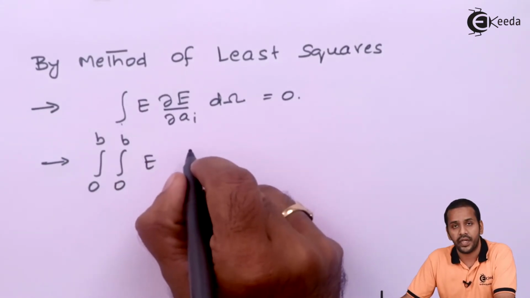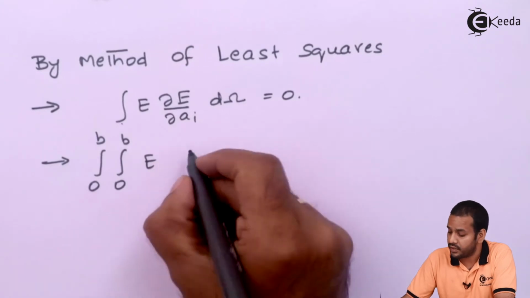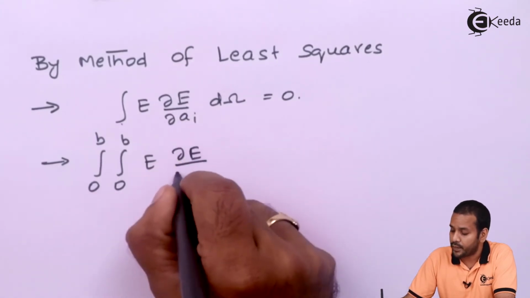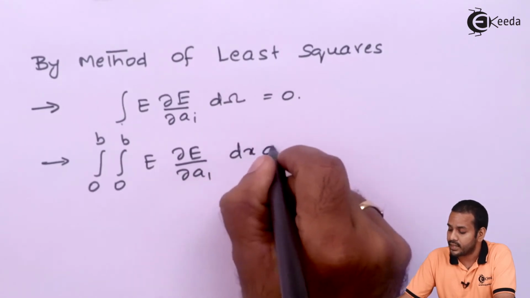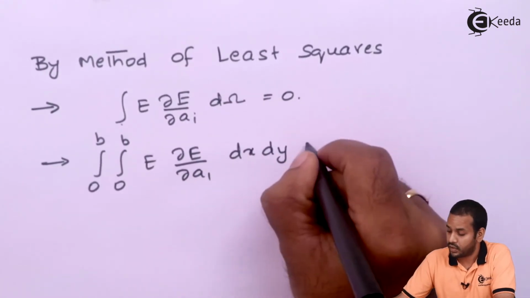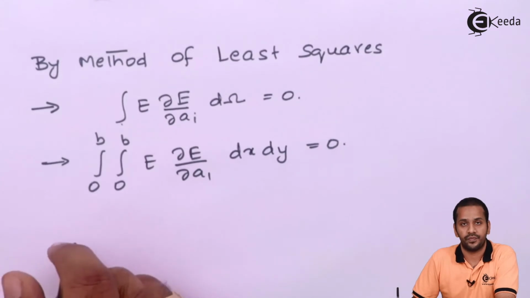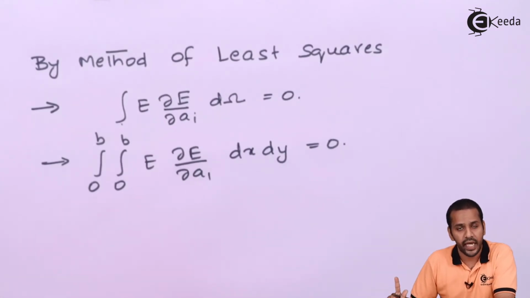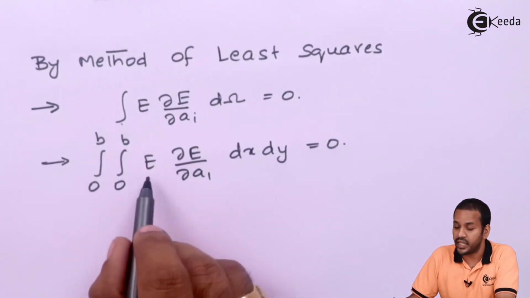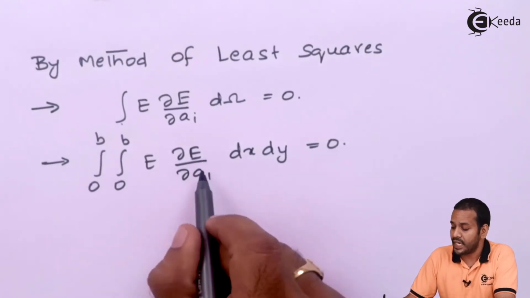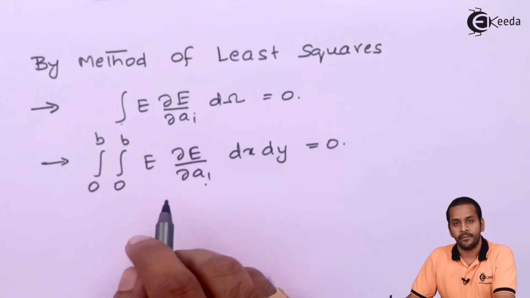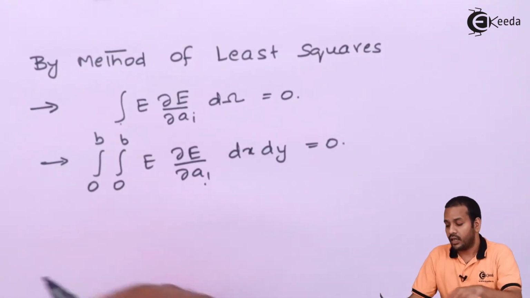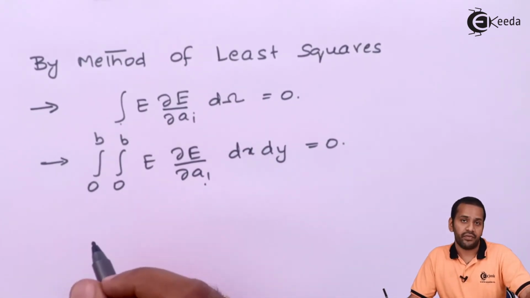And how many constants are we having here? We are having only one constant, so we need dou E by dou a1. What is this d omega? This is dx dy equal to 0. Okay, so we have our error term in hand. Just substitute that error term here, differentiate the same error term with respect to the constant, substitute that parameter here, and simplify this to get the constant a1.